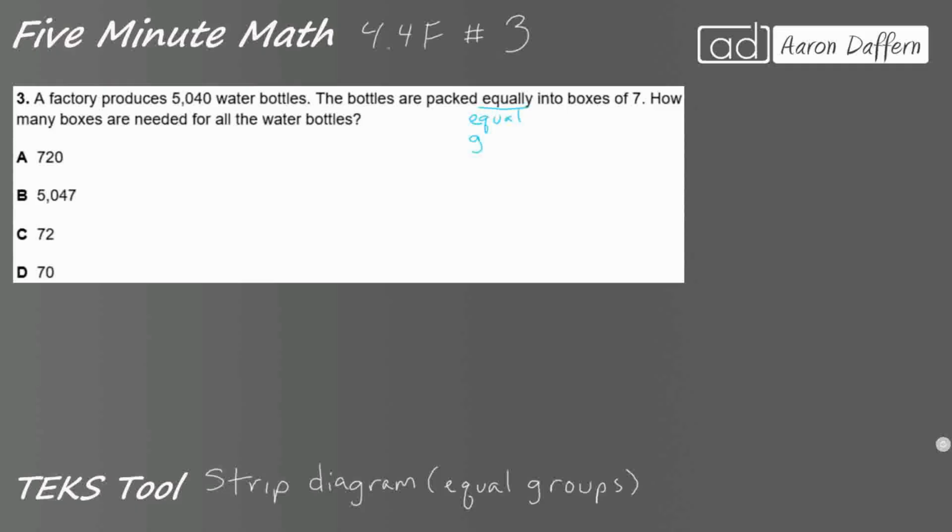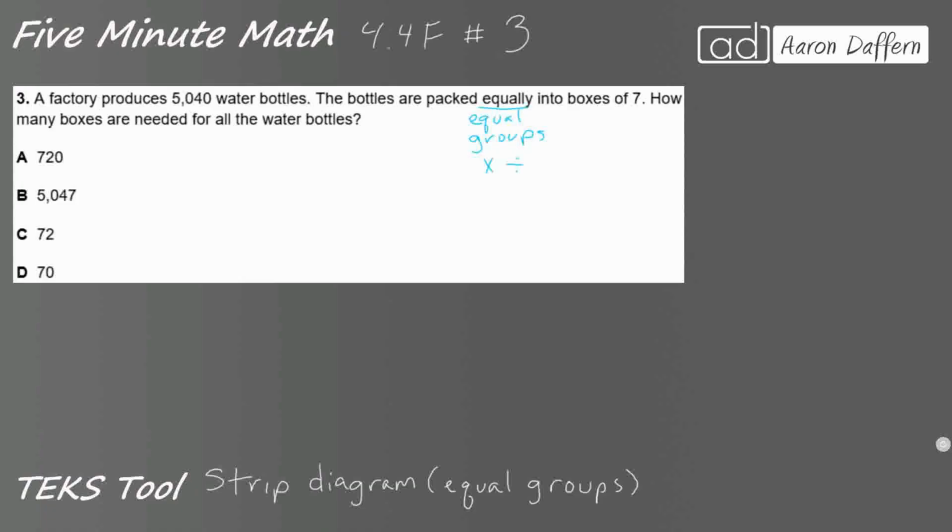groups. And sometimes the phrase is going to just say each or equally. Sometimes it might say there are the same number in each box. Whenever you see equal groups, that's your clue that we are dealing with multiplication or division. And it depends on whether or not we have the total.